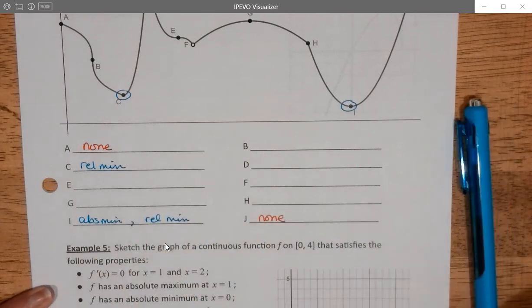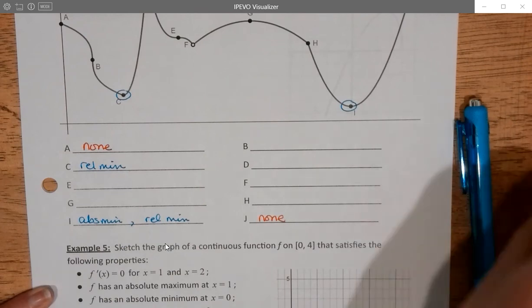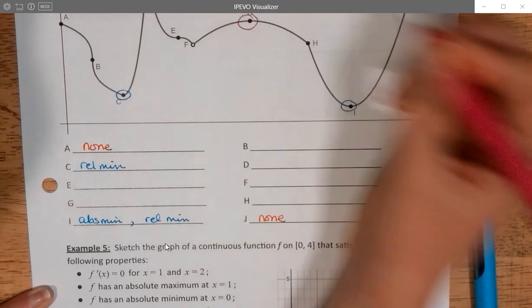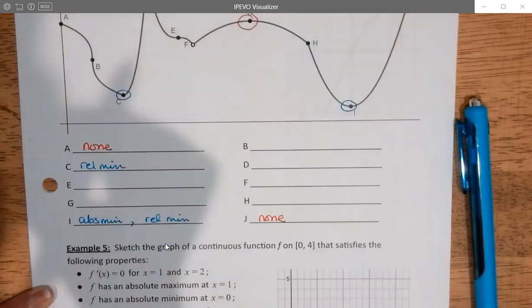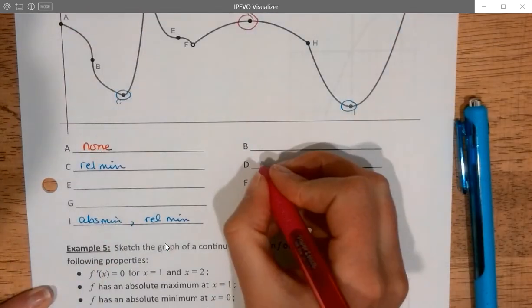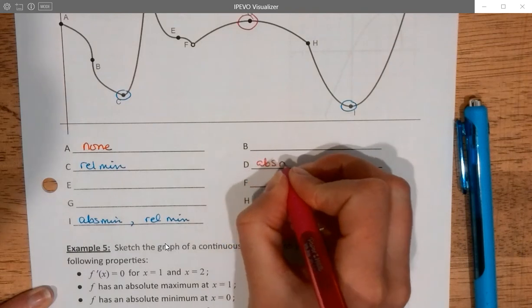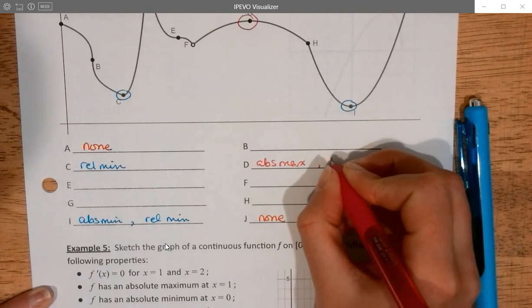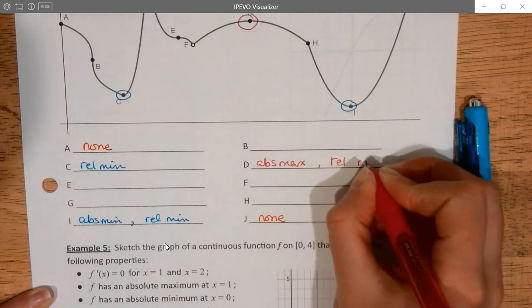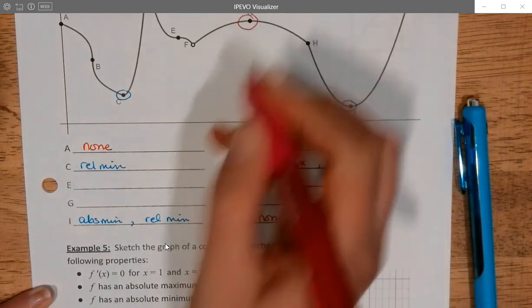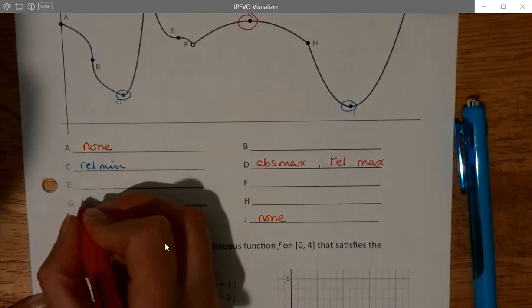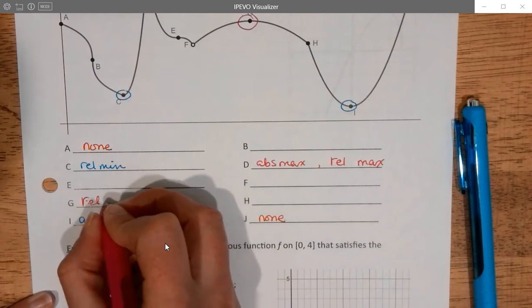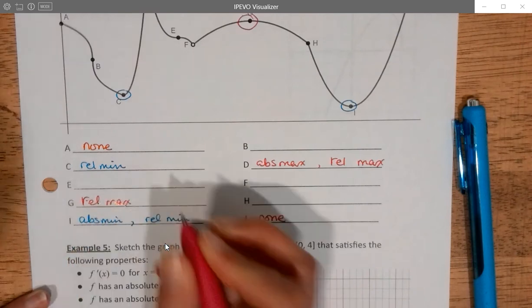Okay, now let's look for some absolute maxes, or local maxes. I have a maximum, another maximum. Those are my only two. D is the absolute tallest, so that's the absolute max. It's also a relative or local max. G is, I keep wanting to say local, but relative. Local or relative, same thing. A relative maximum. It's not absolute.